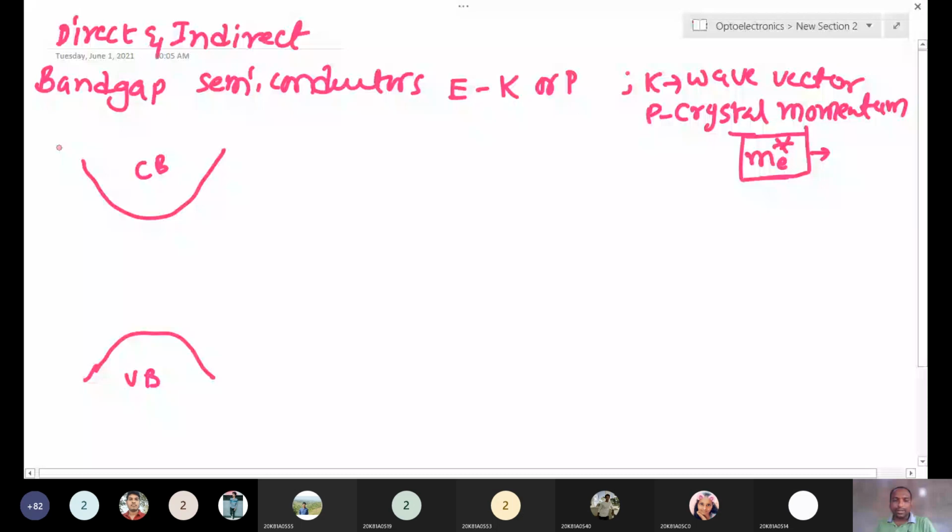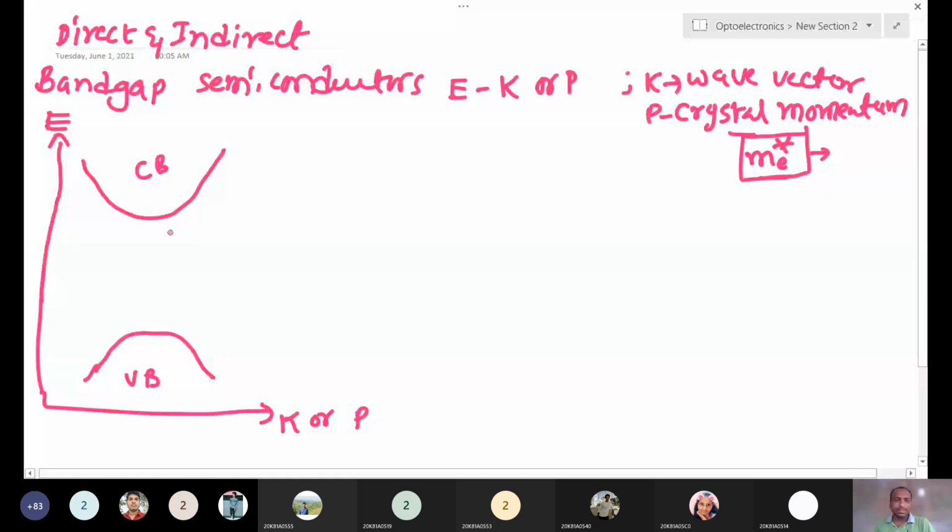In this semiconductor we are discussing the direct band gap. This is direct. Here free electrons are there in the conduction band, and free holes are there in the valence band. After the lifetime, electrons jump into the valence band and recombine with holes. This is the direct recombination process.